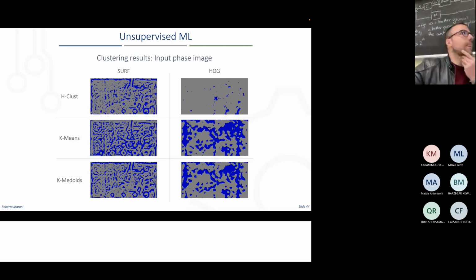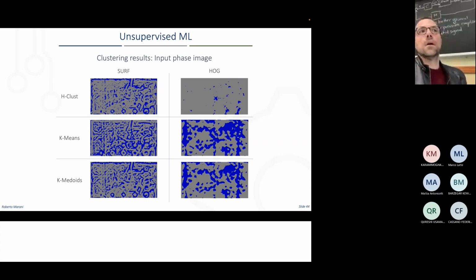Now, these are the results of the clustering made with just two classes. So you see here, gray and blue, made with three different clustering approaches, and the SURF features and the LoG features. As I told you some days ago, maybe it's better to increase the number of classes instead of taking just 2.